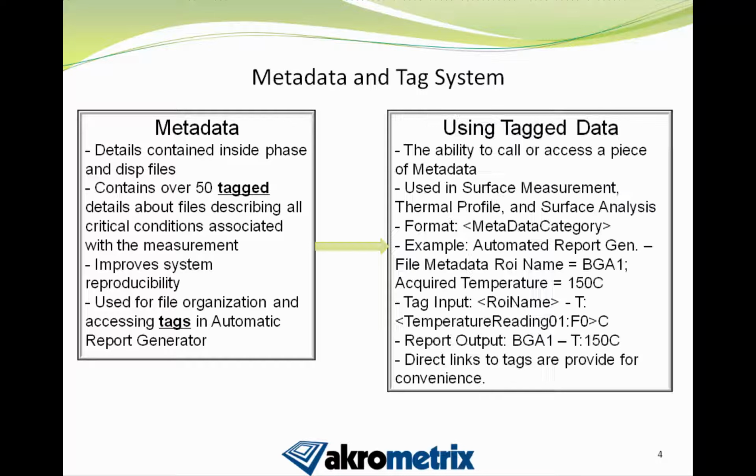Before we show the final tab, we need to discuss metadata and how to access embedded tag information. Each metadata category has a specific name. When surrounded by greater than, less than symbols, this metadata becomes a variable input to the final report. For this example, our phase image has an ROI name of BGA1 and an acquired temperature of 150°C. Using the listed tag input, we combine metadata variables with common text to get the desired report label. In most cases, direct links to use these file tags are provided.